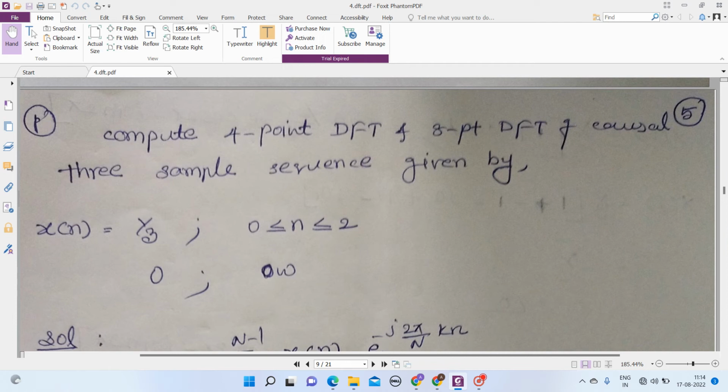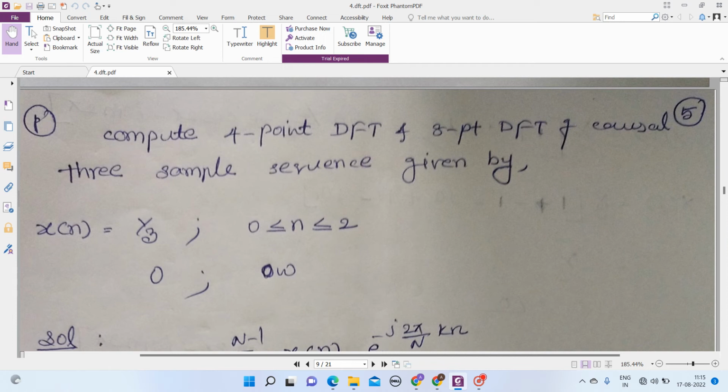The remaining two methods are, one is the matrix based method, and another method is the butterfly method. These two methods are very important from the exam point of view. Usually they will ask the question based on the direct computation method and the butterfly method. So they won't ask a matrix based method.